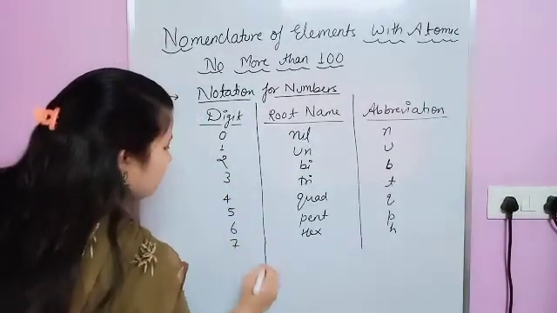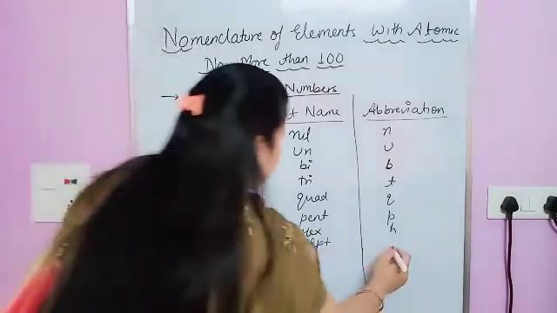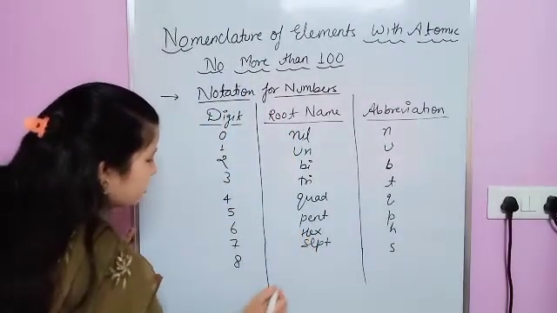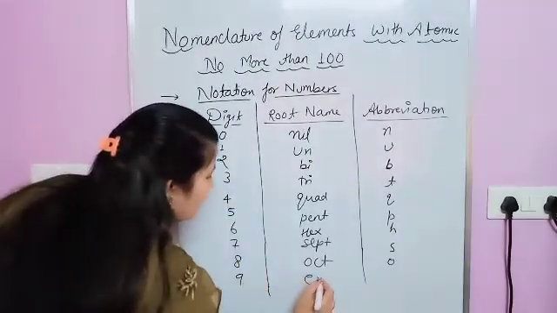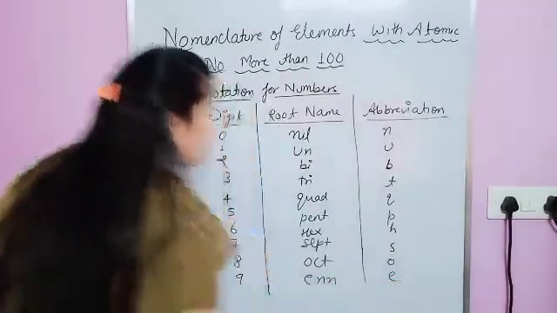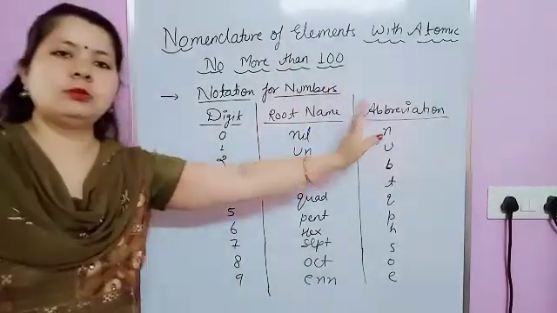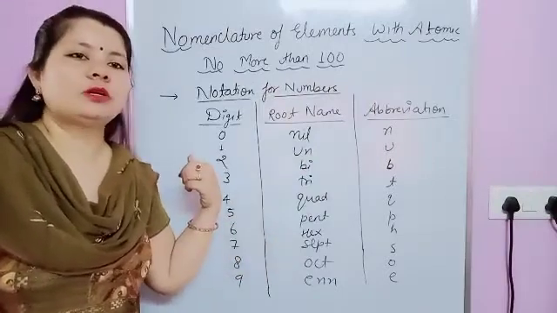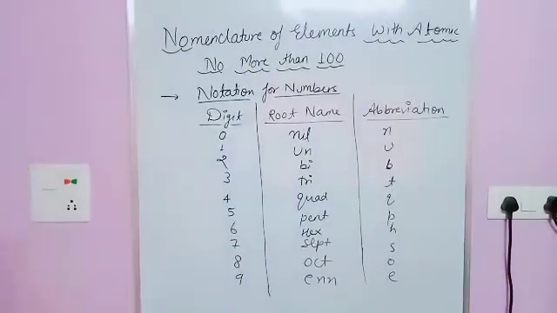Now for 7, it is sept. Just see, this is sept. Now 8 is oct, abbreviation o. And 9 is enn, and the abbreviation is e. This is the notation for numbers, and with the help of this you are able to write the nomenclature of elements. Okay, now just see.